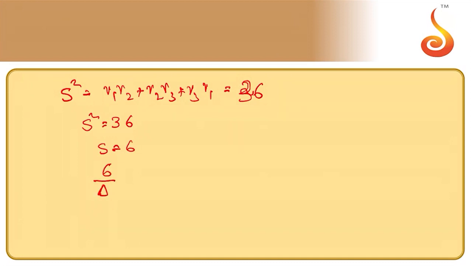So 6 by delta is equal to 1. So delta is equal to 6. Once we know delta is equal to 6, R1 is equal to delta by S minus A. So if we solve it, now we get the value of A is equal to 3.